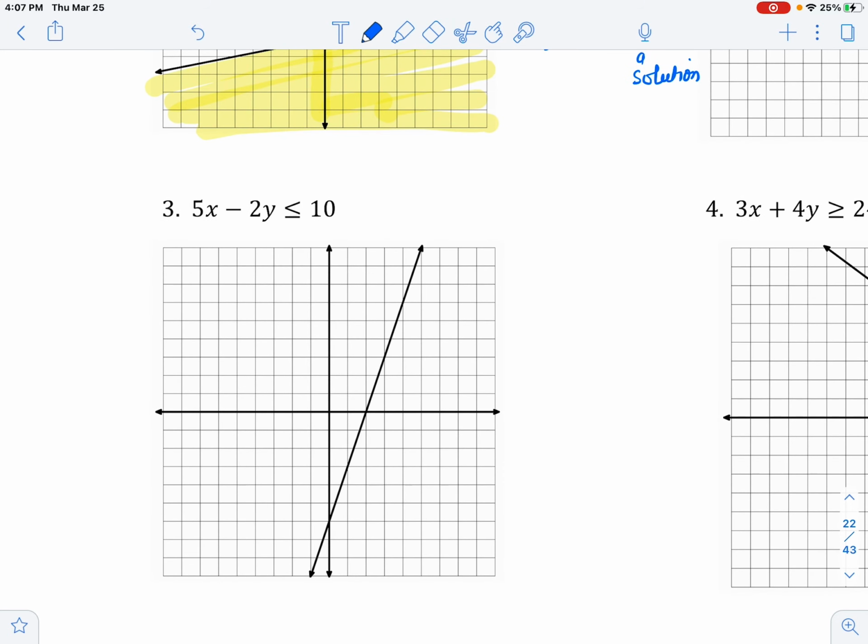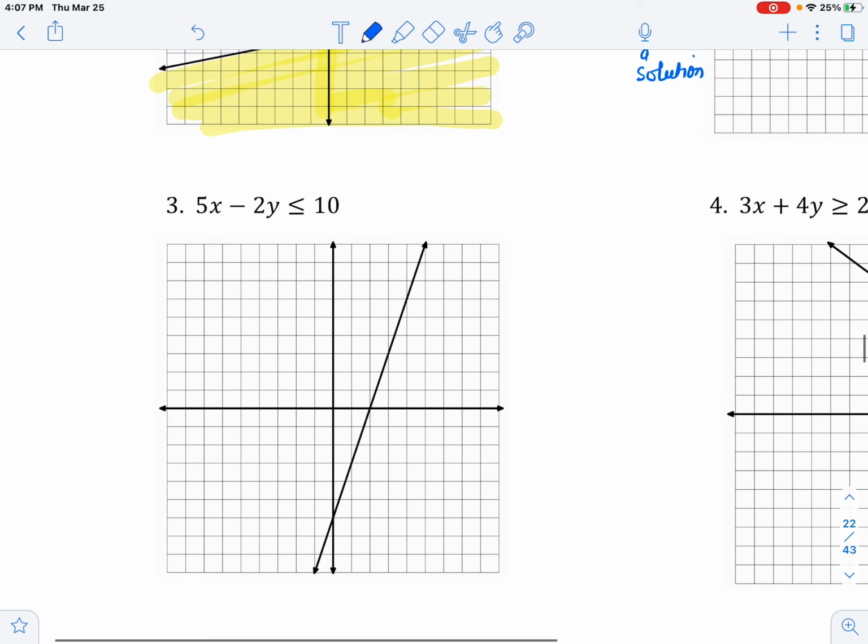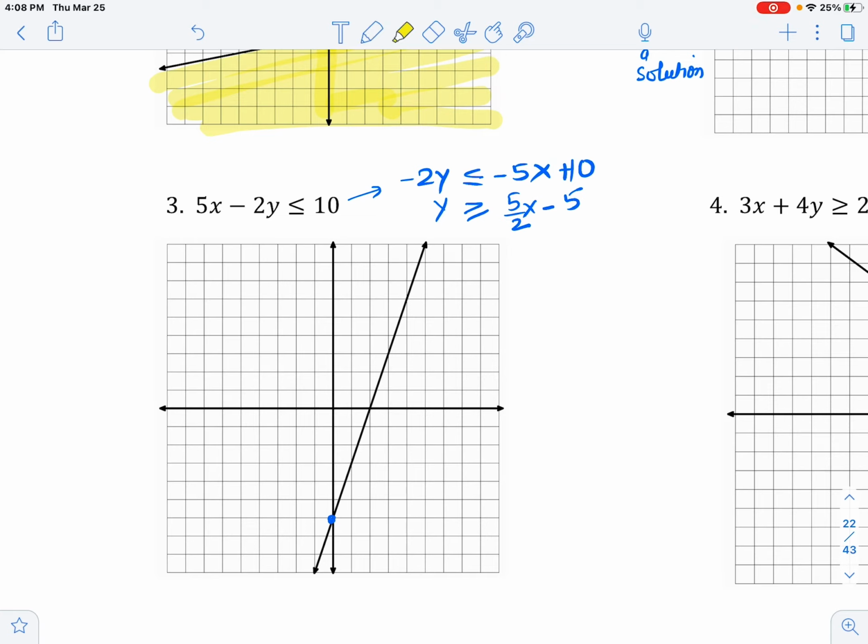Before even shading, you can test a point, or another way is to change it into slope-intercept form. I'll get -2y is less than or equal to -5x plus 10, and then I divide by -2, so y is greater than or equal to 5 over 2 x minus 5. So the y-intercept is -5, and it's greater than or equal to, so above the y-intercept means my shading is going to be done here. That's a quick trick, but you can always plug in the point 0, 0.